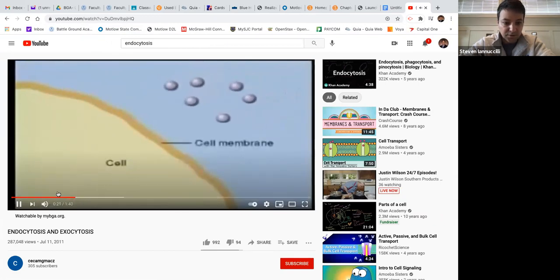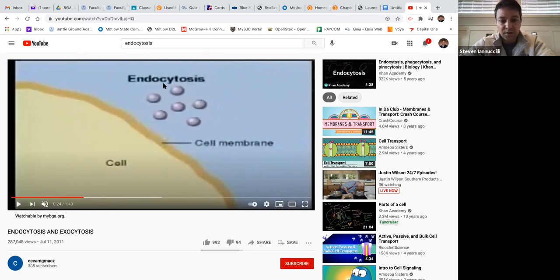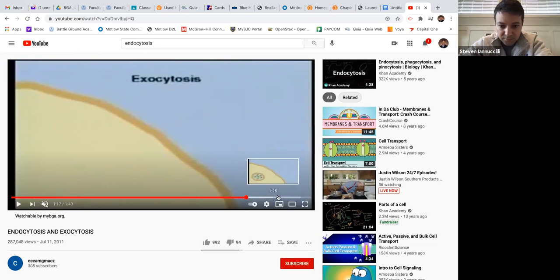During endocytosis. Okay, so here's endocytosis. Let me mute her for a second. We have these things on the outside. This is a type of phagocytosis. I think they have it at the end. Hold on. Here it is.